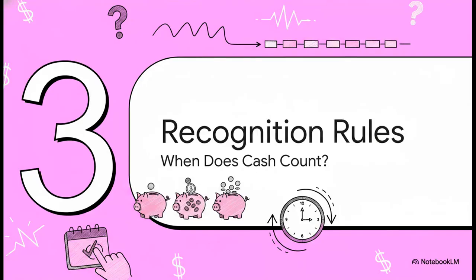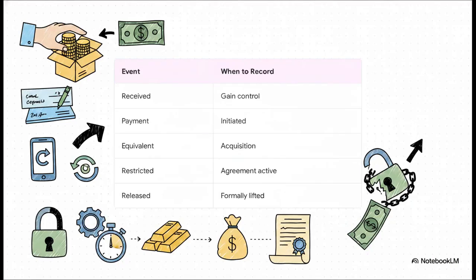All right, Section 3, recognition timing rules. When does cash actually count? So recognition is simply determining the exact moment a cash transaction officially enters your accounting records. It sounds super straightforward, right? But the specific trigger events actually vary quite a bit depending on what's happening with the funds. Let's break this down.